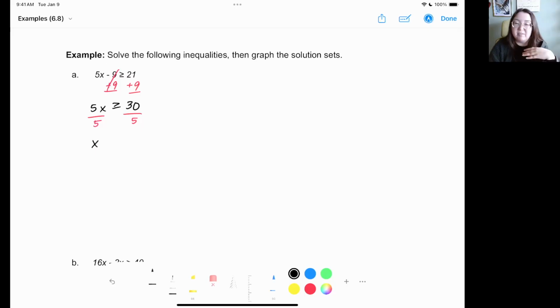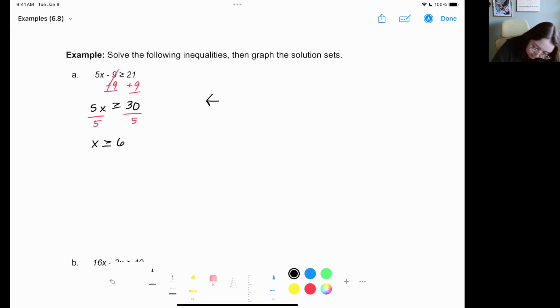We divided by 5. 30 divided by 5 is 6. We did not divide by a negative number, so that sign is going to stay the same. Greater than or equal to. So we get x is greater than or equal to 6. So now that we know that, we're going to go ahead and draw our number line and graph our solution.